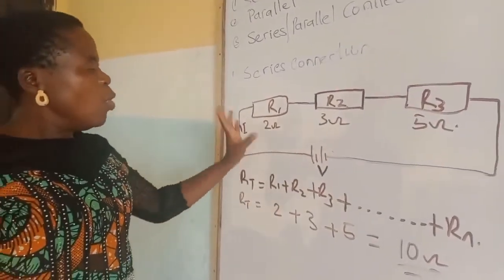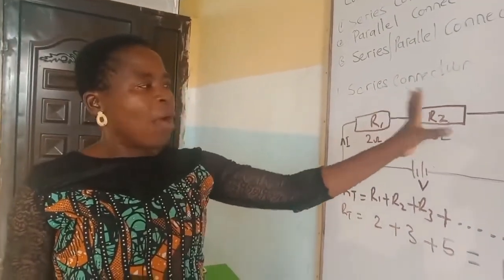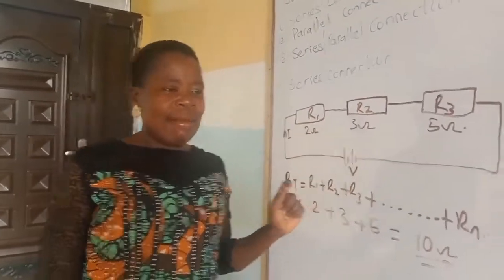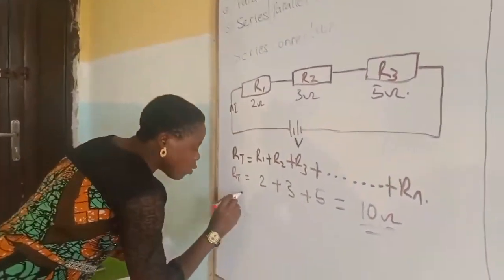The voltage will be divided according to the value of the load, that is the voltage drop across each load. These are the characteristics of a series circuit. We have that the current is common.